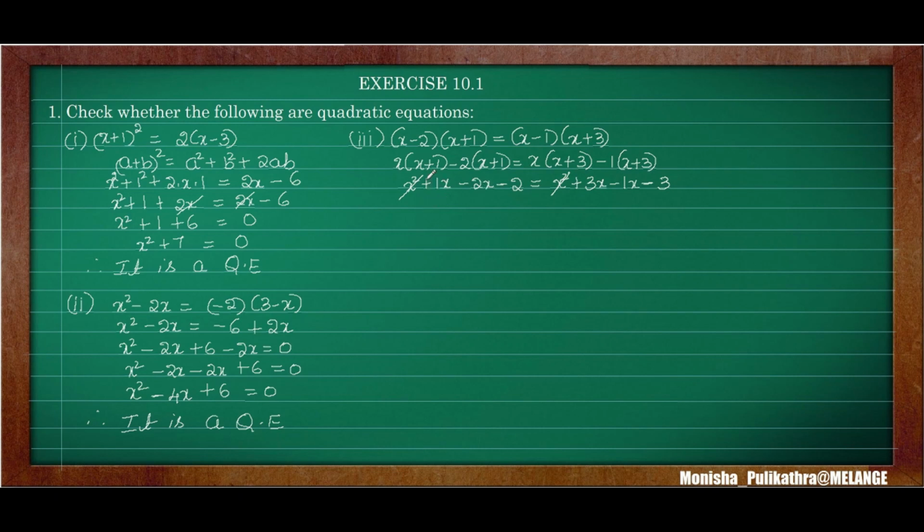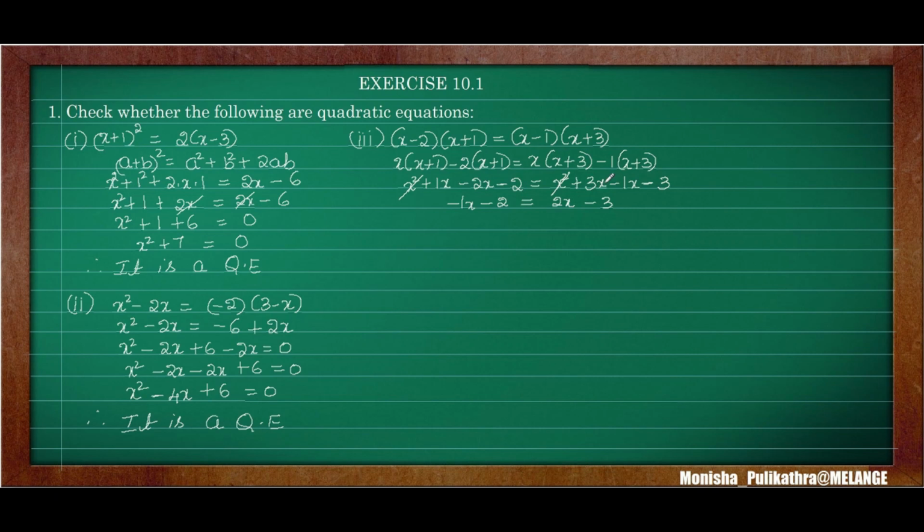Next, plus into minus is minus. We need to subtract this because both have the x variable. So minus 2x plus 1x is minus 1x, minus 2 I will be writing as it is. 3x minus 1x is 2x, minus 3 I will be writing as it is.